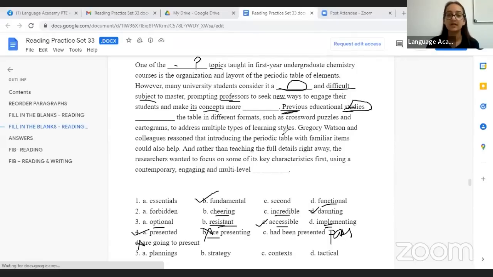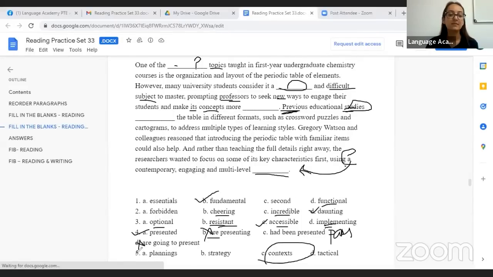types of learning styles. And in the end, they say, and rather than teaching the full details right away, the researchers wanted to focus on some of its key characteristics first, using a contemporary, engaging, and multi-level dash. So with a comes a plural noun, is it? Many of you have written context. Is context.